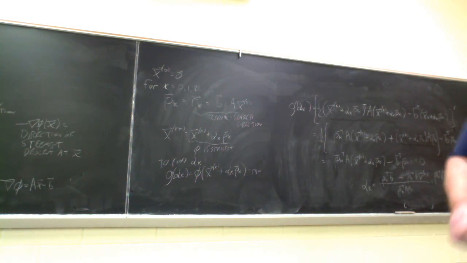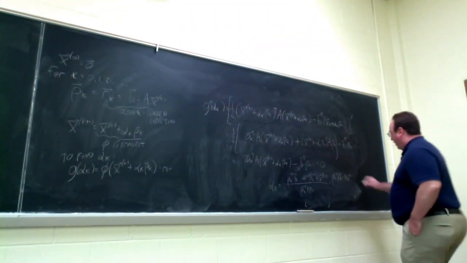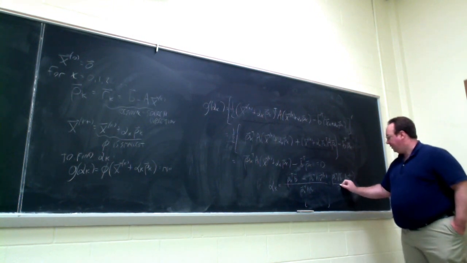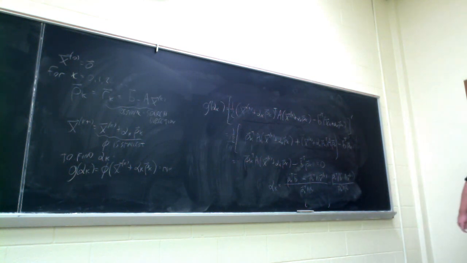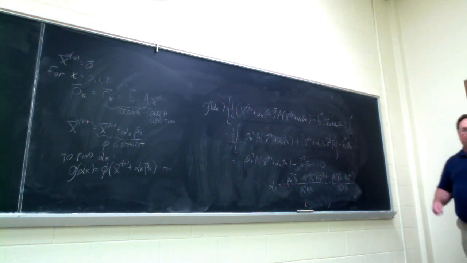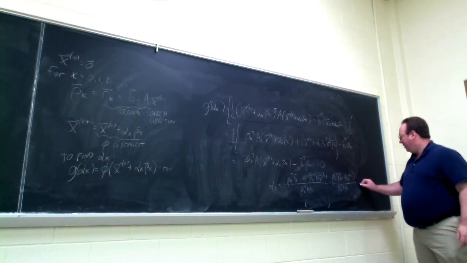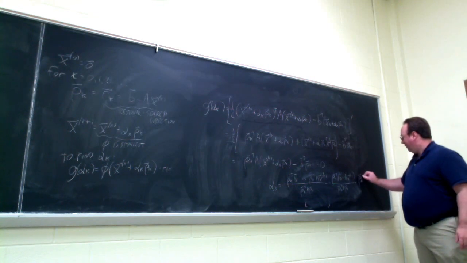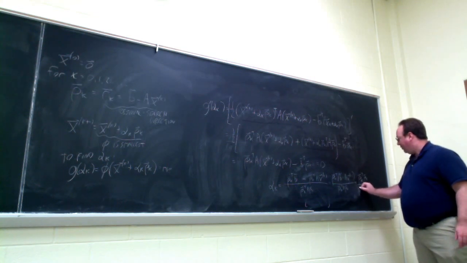Oh, whoops, sorry to whoever's watching. Okay, can we simplify anything more? pk transpose, b minus A xk, that's the residual rk. It's just rk and pk. Which one do you want to use? I'll use p. All right, so now we have a nice compact expression for alpha k.